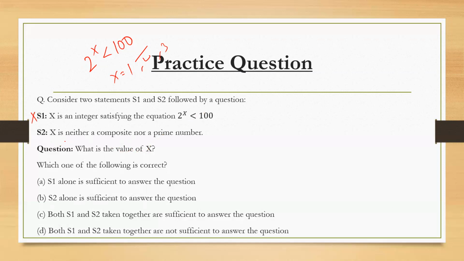Now, what about statement 2 here? Statement 2 says x is neither a composite nor a prime number. Now what will happen here? What could be the possible value of x? If it is neither composite nor prime, we are talking about 1. Can it be 0? Is that possible? 0 is also not a prime number nor a composite number. Is that possible?